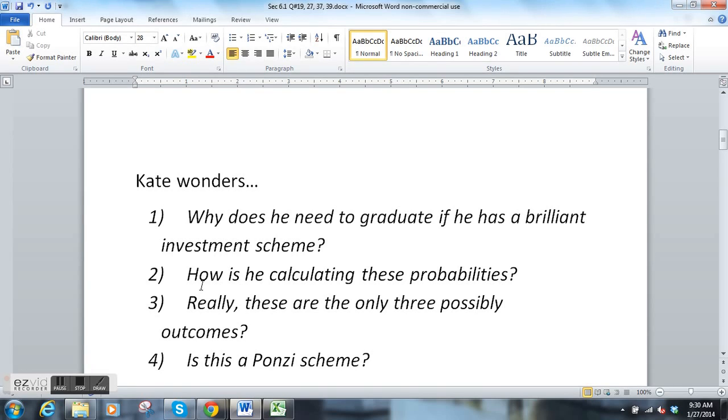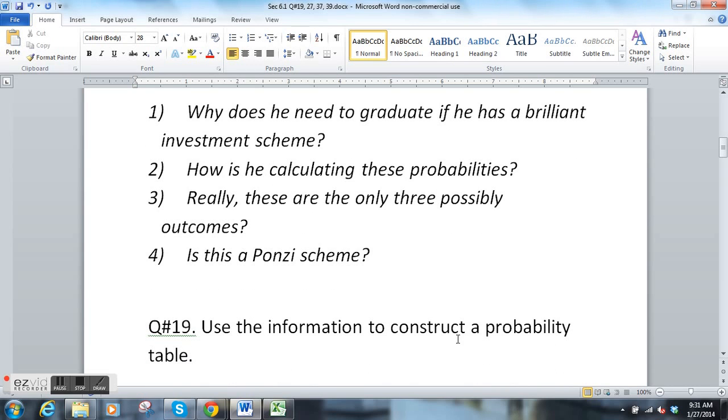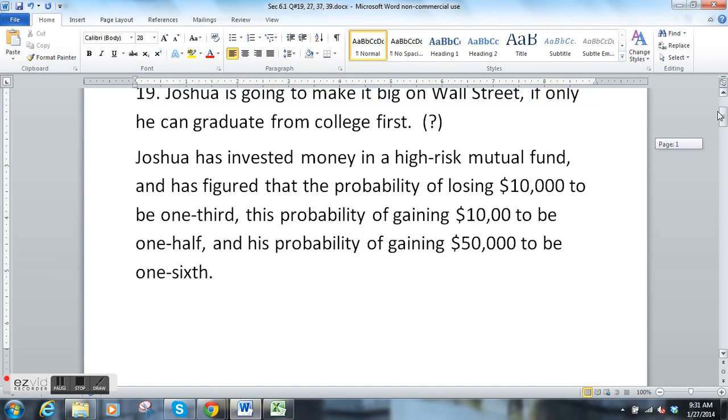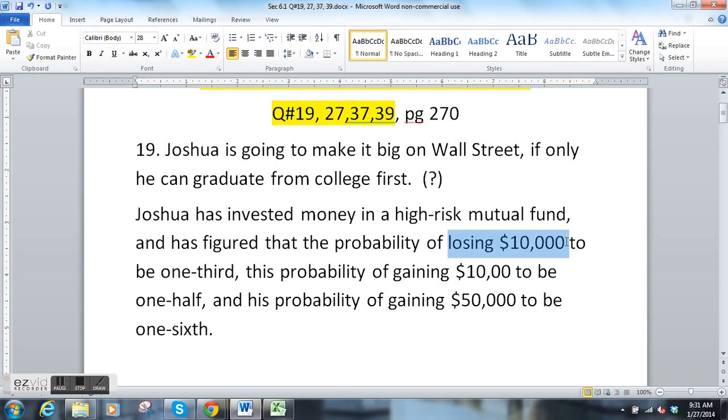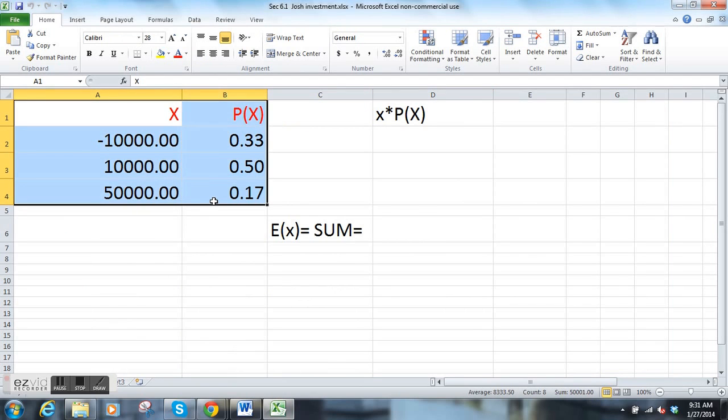Anyway, regardless, if you had some of these questions, I had them also, but moving ahead with this silly and contrived situation, let's go ahead and answer the questions. Question number 19 says, use the information to construct a probability table. A probability table takes all the values of x and their associated probabilities. So here, he could lose $10,000, gain $10,000, or gain $50,000, and the probabilities are 1/3, 1/2, and 1/6. I put these together in a table. That is our probability table.